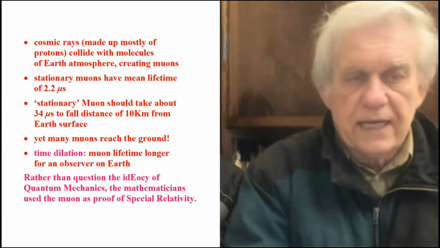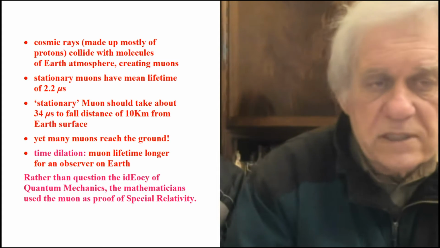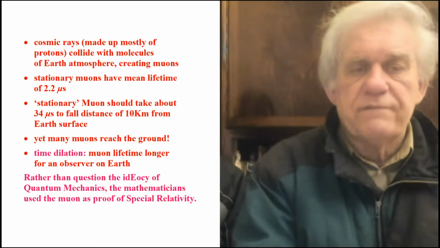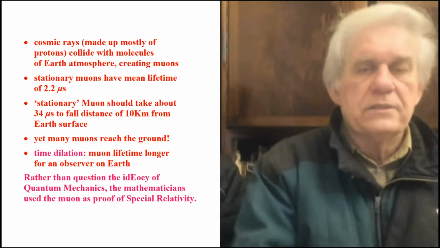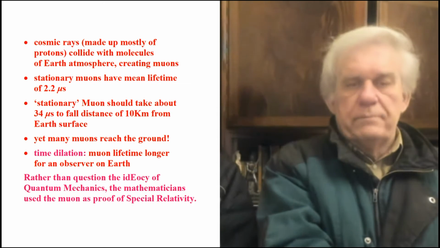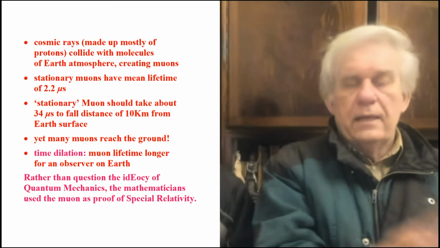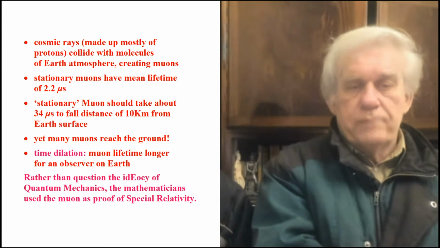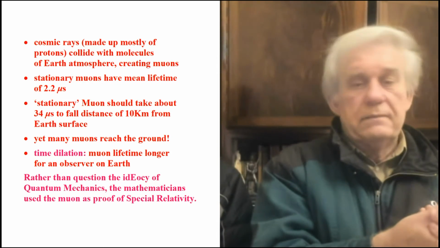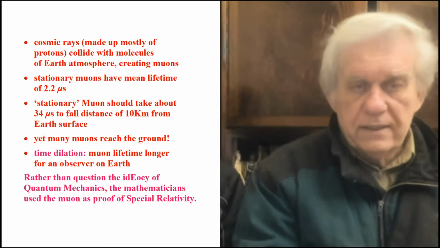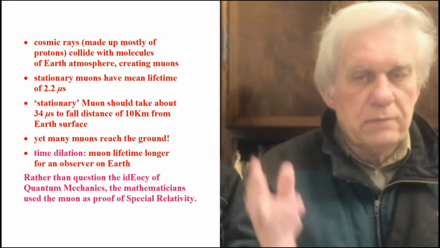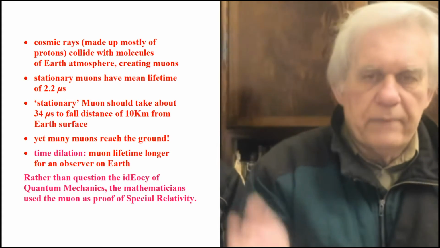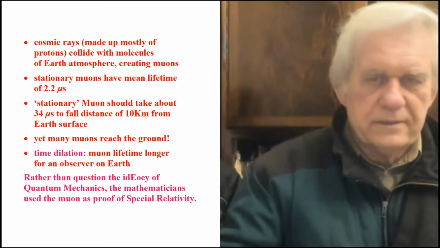Okay, so here's the muon. And the fellow synthesizes, he says, cosmic rays made up mostly of protons collide with molecules of Earth's atmosphere, creating muons. That's the origin. That's the birth of the muon. Okay, there's a collision between cosmic rays, which are primarily protons. They collide against something, okay? Could be the atmosphere of Earth. And now they're going to create this thing called a muon, which allegedly is an elementary or fundamental particle, which is a field, which is who knows what.